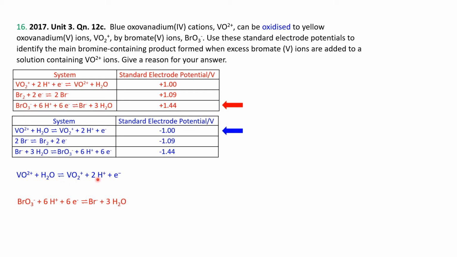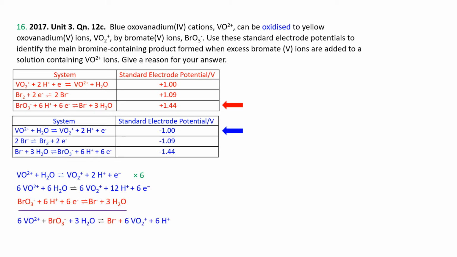Each oxidation produces 1 electron, each reduction needs 6 electrons. So let's go ahead and multiply that by 6. So here is the whole oxidation process. There's the reduction process. Add those together, cancel out as appropriate, and we get this equation. There's the VO2+ plus the bromate turning into VO2+, and the main bromine-containing product, you would say, is bromide right there.